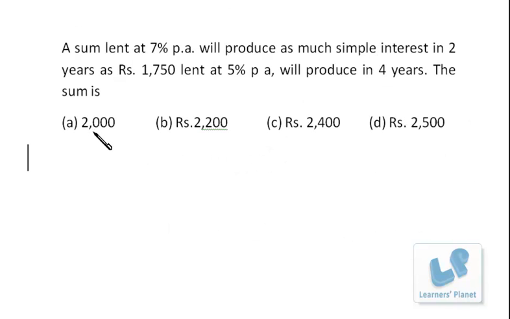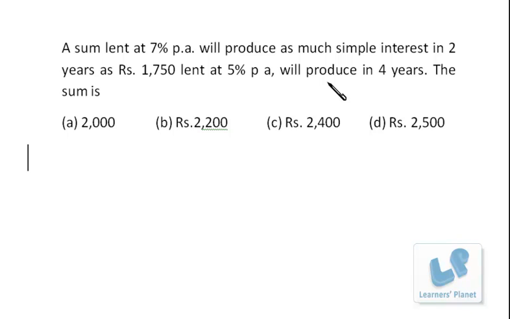Now let's take this problem. Friends, I would just suggest that you try the problem on your own and then match your solution and answer with mine. Okay, just pause the session. A sum lent at 7% per annum will produce as much simple interest in 2 years as rupees 1750 lent at 5% per annum will produce in 4 years.